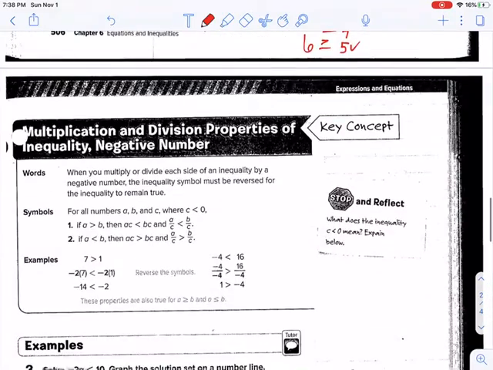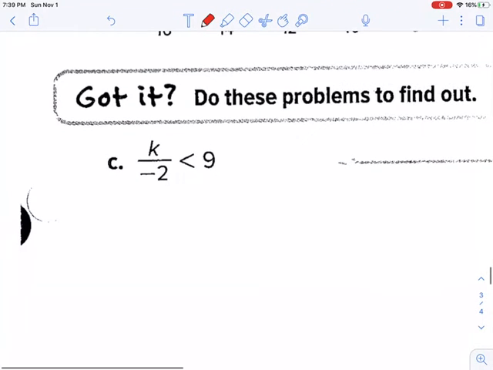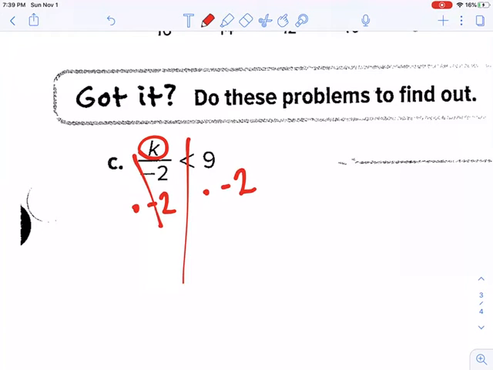All right, so this is where you have a little bit of a change. When you multiply or divide each side of an inequality by a negative number, the inequality symbol must be reversed for the inequality to remain true. All right, so let's do one of those and I'll show you how that changes. In this one, you want k by itself, so we have to multiply by negative 2. And just like we just read, if you multiply or divide by a negative in an inequality, you must flip your sign. So instead of a less than sign, we are now going to make it a greater than sign. So k is greater than negative 18.